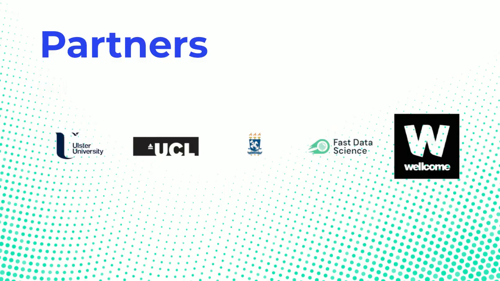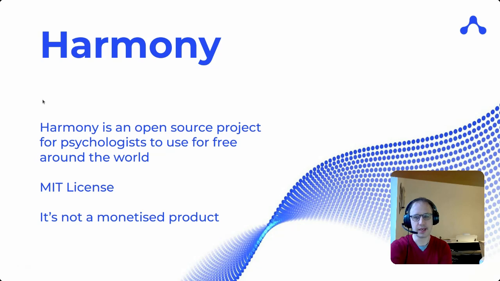So Harmony is a tool developed by a team at Ulster University, University of Santa Maria in Brazil, and UCL, together with Fast Data Science. It's an open source tool, and it's for psychologists to use around the world for free. It's under MIT license, and it is not monetized. So we're interested in building a community of developers who would be involved in taking this project forward.